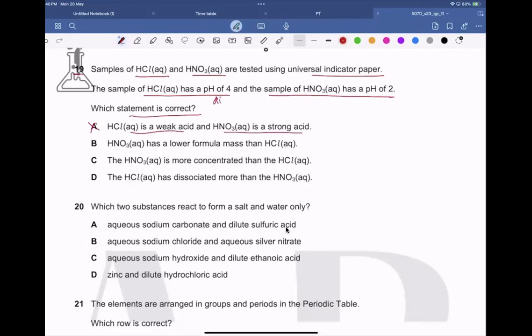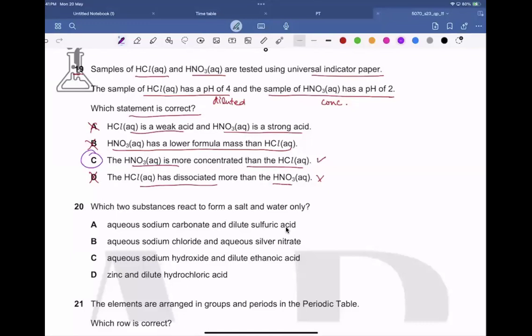It means that it is diluted. It has a lesser concentration and it is relatively concentrated. Has a lower formula mass than HCl. There is nothing to do with the formula mass with the pH. The nitric acid is more concentrated than HCl. Yes, this can be an answer. The HCl has dissociated more than, no, obviously it's not about dissociation. So D goes wrong and C is the correct answer.